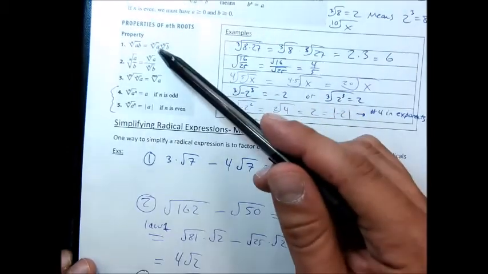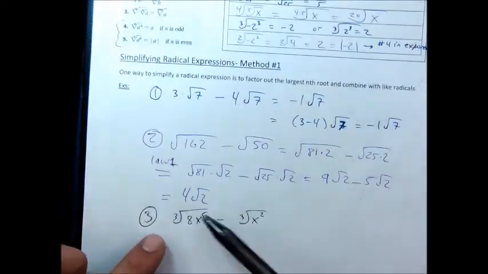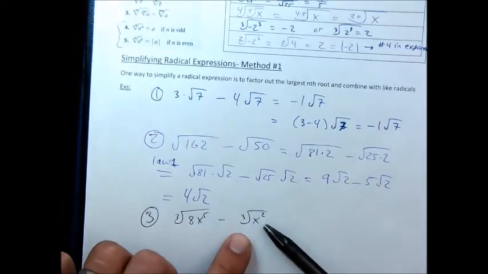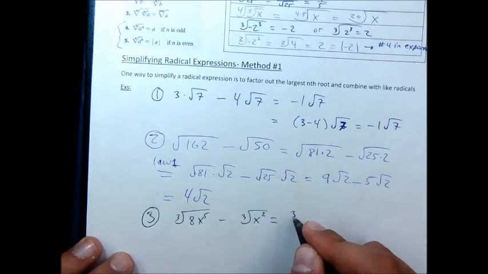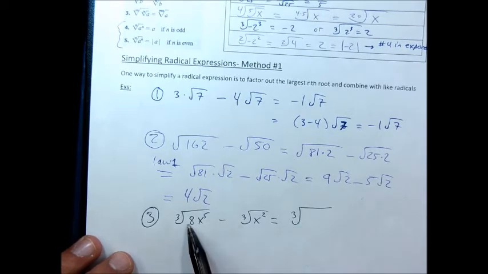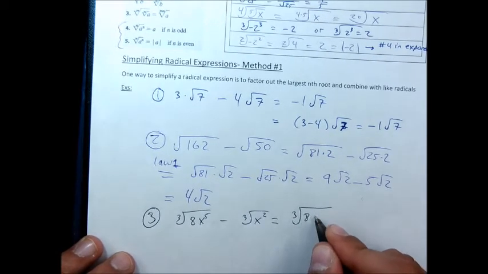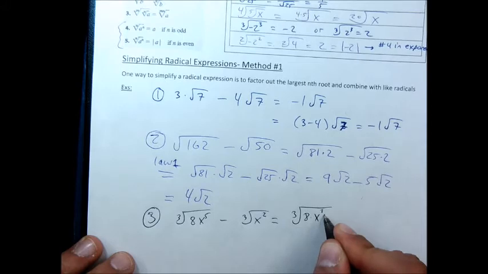But we're going to use method number 1 to break up this radical and make it look like this one so that they can be subtracted. So for example, we can rewrite that first radical as 8 times x cubed times x squared.